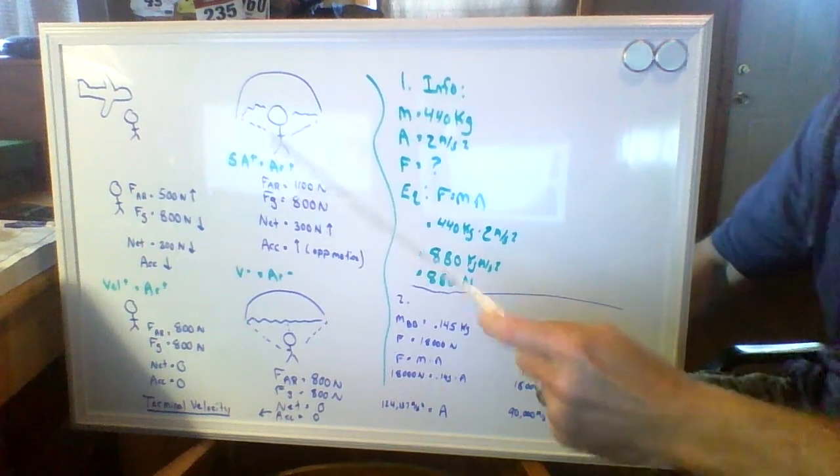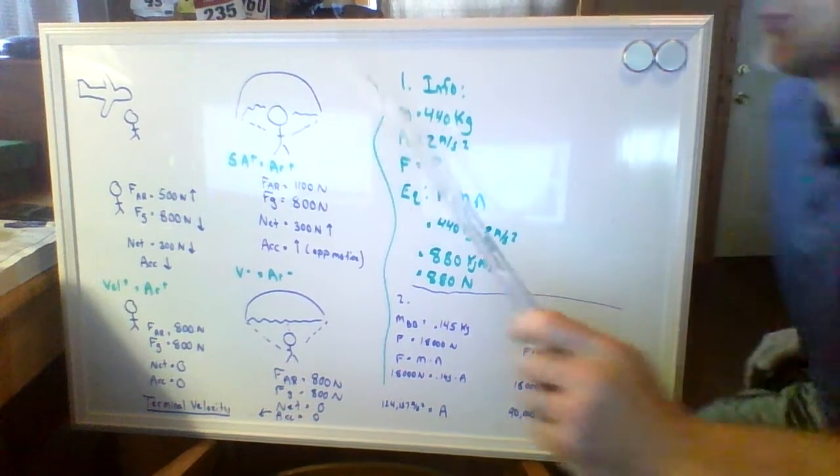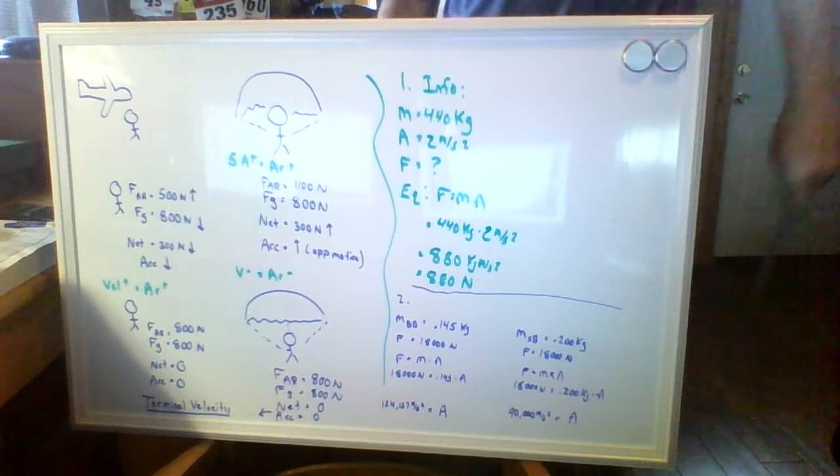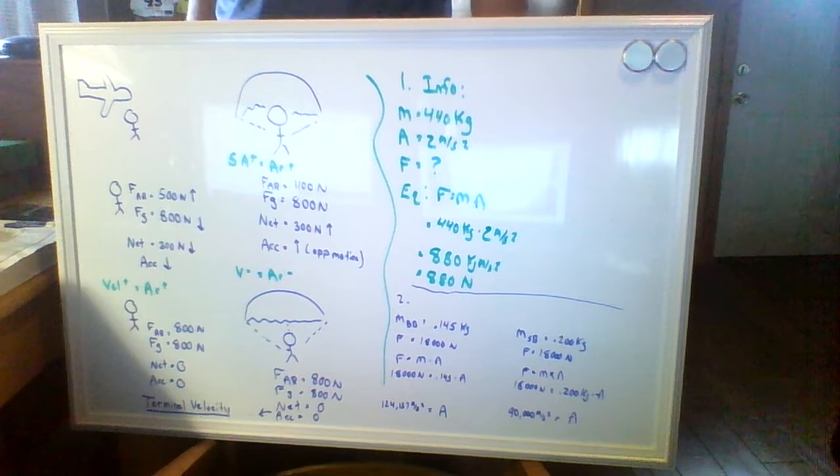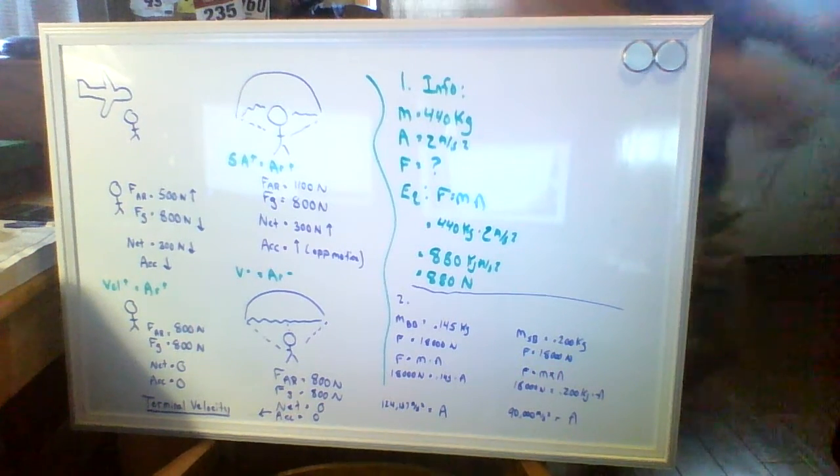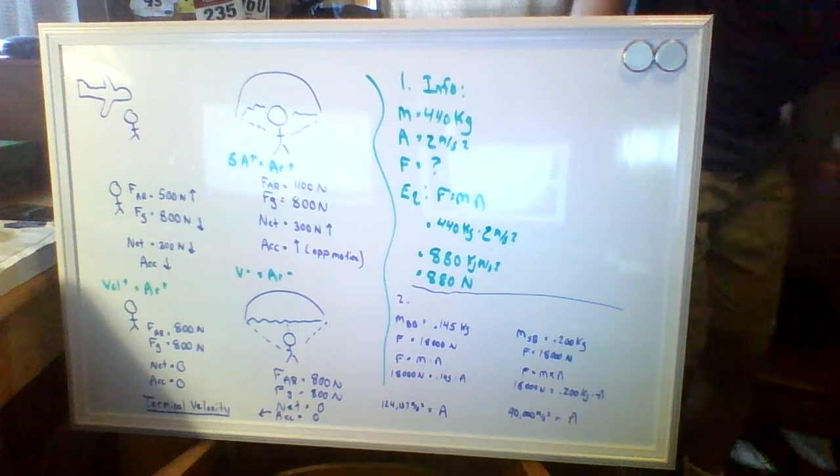Essentially here, for our first question, we have a weightlifter who raised a 440 kilogram barbell with an acceleration of 2 meters per second. How much force does the weightlifter exert on the barbell?